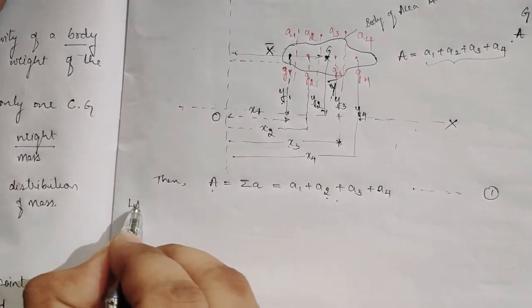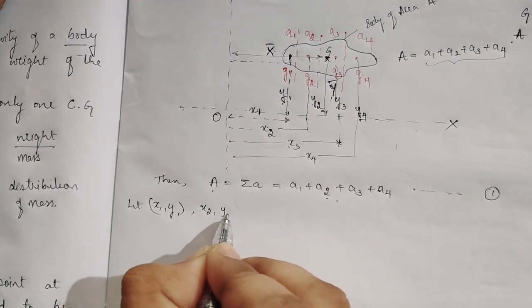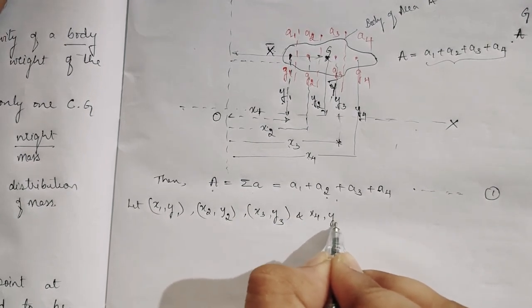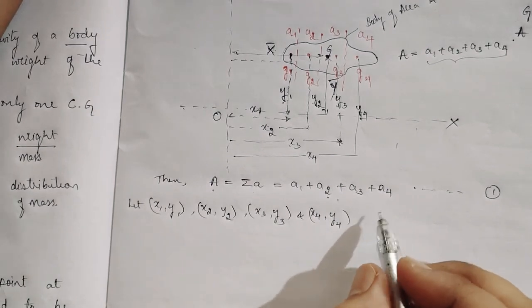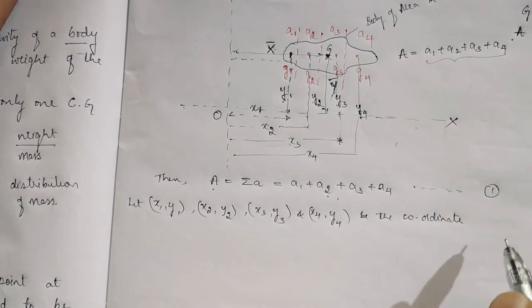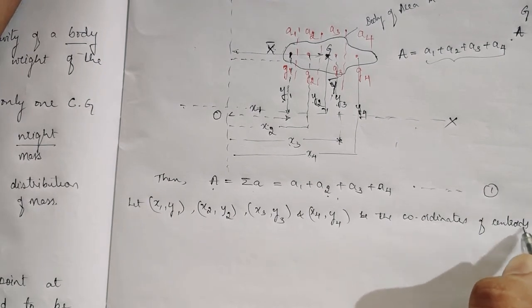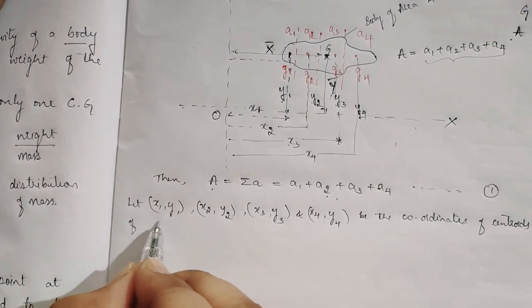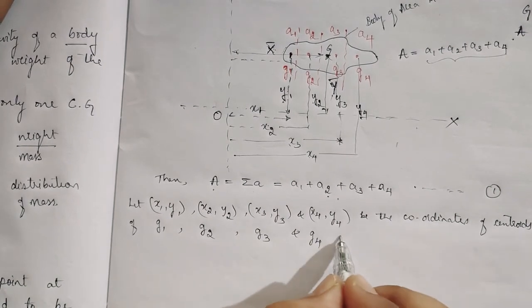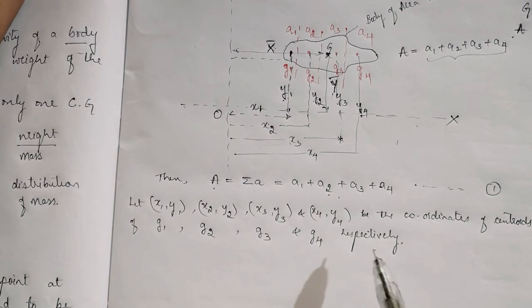Then in the diagram, let x1 comma y1, x2 comma y2, x3 comma y3 and x4 comma y4 be the coordinates of the centroids g1, g2, g3 and g4 respectively. What I did in the diagram, I am just writing here.